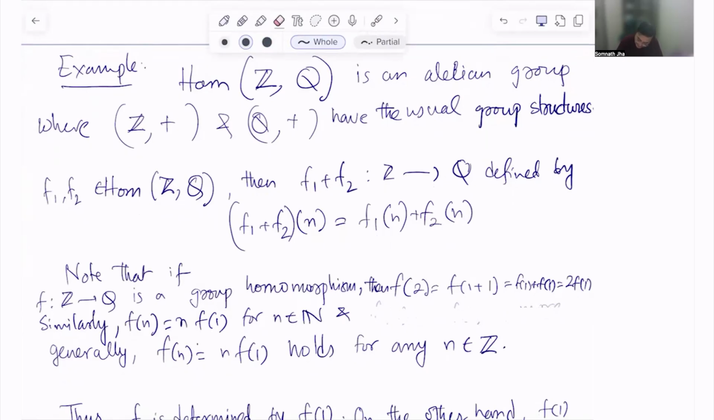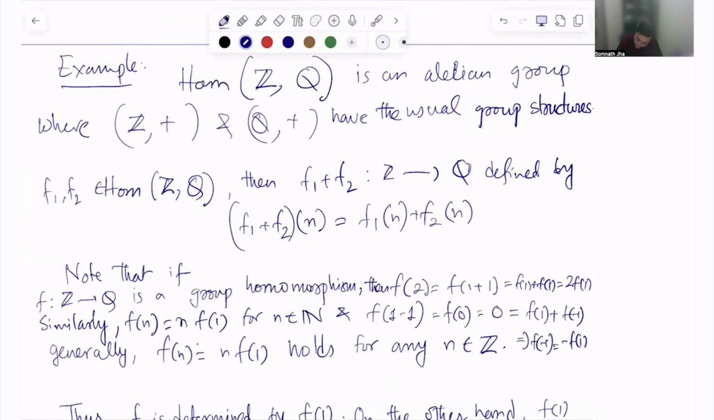You have that f of 1 minus 1 equal to f of 0, and we know f of 0 is 0. This is one of the things we mentioned last video. And this is equal to f of 1 plus f of minus 1, right? So this shows that f of minus 1 is minus of f of 1.